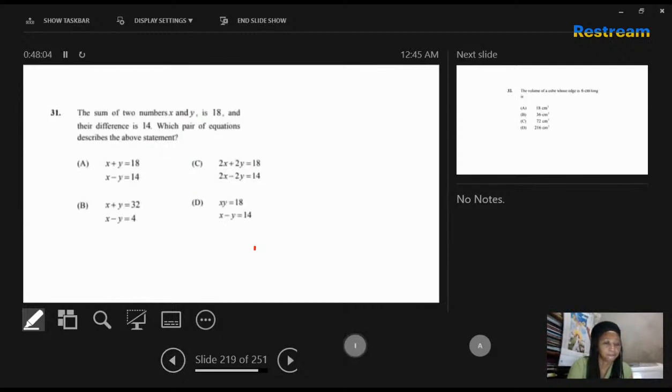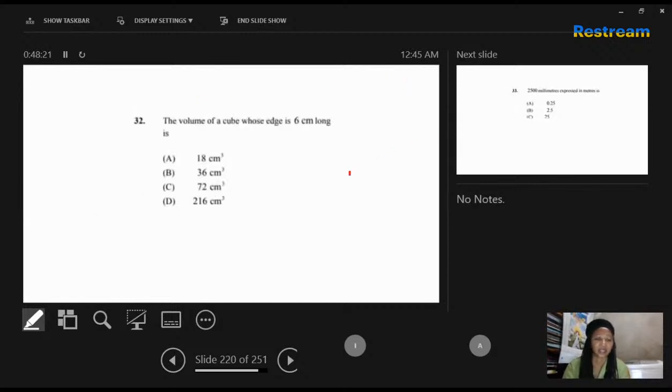Since the sum, which would be adding, is 18, and the difference, which is subtracting them, is 14, x plus y is the sum, x minus y is the difference. Okay, Asar.